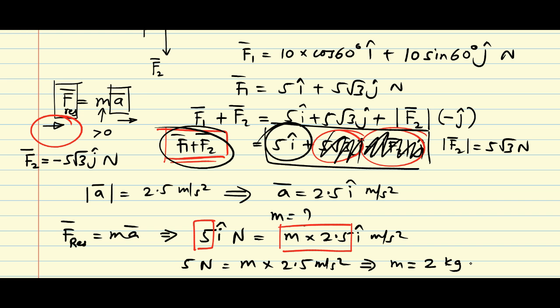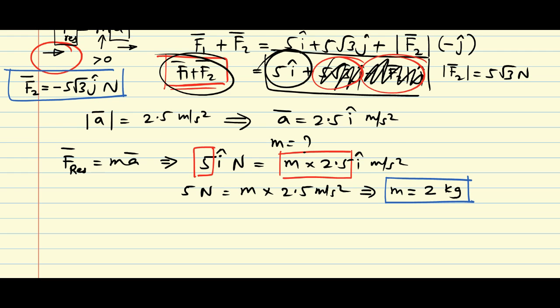So the answer of part A, the first answer, is the force F2 bar is minus 5 root 3 j cap newtons, and the mass of the particle is 2 kilograms. Now let's go to part B of the same question. So in this part, you start with the same particle whose mass we just calculated in the previous part to be 2 kilograms, but some other conditions in the question undergo a change.